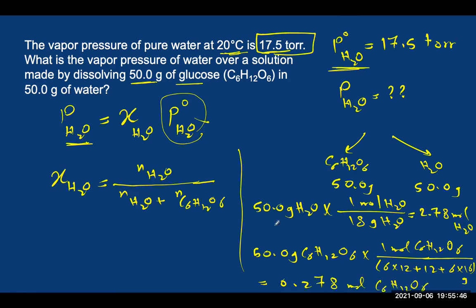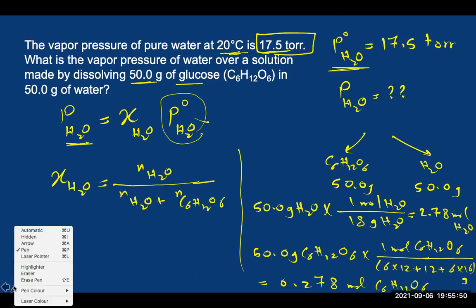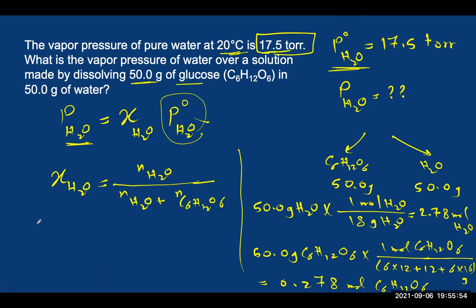Now I will use these moles to calculate the mole fraction. The mole fraction of H2O will be equal to the number of moles of H2O, which is 2.78 moles, over the number of moles of H2O plus the number of moles of C6H12O6, 0.278. This will give us the mole fraction for H2O, which is 0.91. And remember, the mole fraction will always be less than 1.